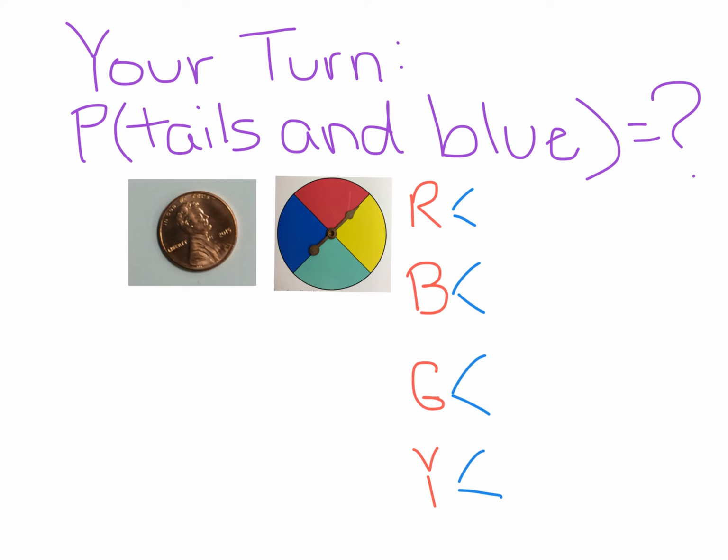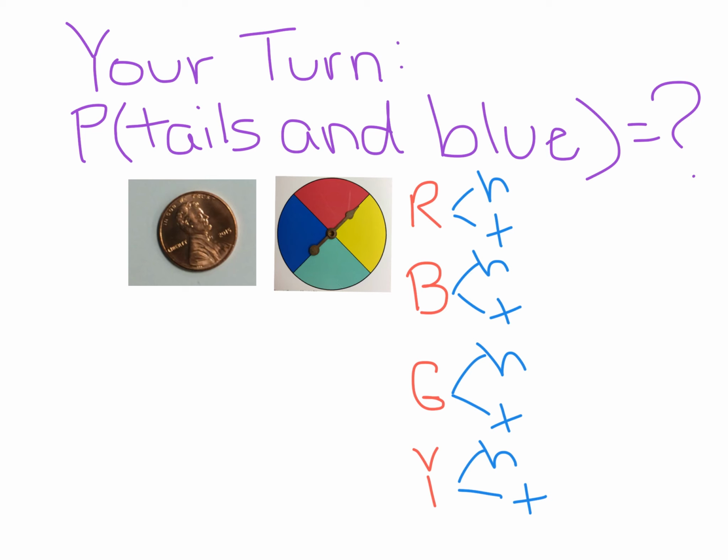All right, not sure where to start? Well, list your colors. Red, blue, green, and yellow are the colors on the spinner, and then each of those colors should have branches coming off. And what should those branches be? See if you can figure it out. Pause the video. All right, those branches should have been heads or tails because those are the two outcomes that you could have gotten by flipping the coin.